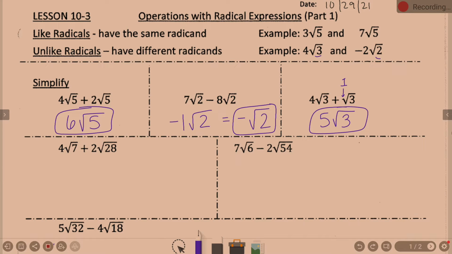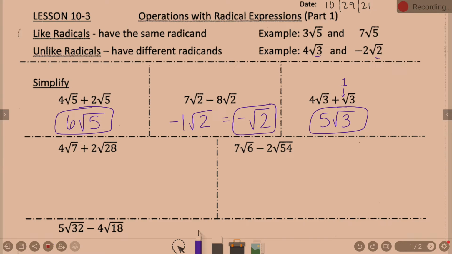Okay, next row. 4 square root of 7 plus 2 square root of 28. Well, the radicands are not the same, so you're going to have to do something different. Options include, one, get them the same, which is often possible. If you can't get them the same, then your answer is just done right here. But before we stop, we need to see, can either of these radicals simplify? And this is why I said have your blue papers out today.